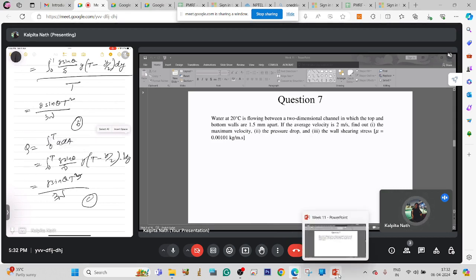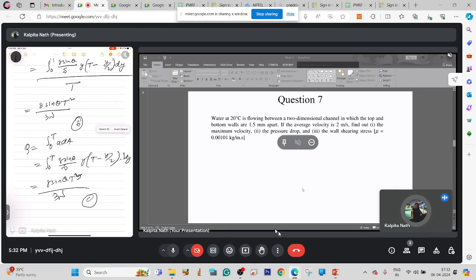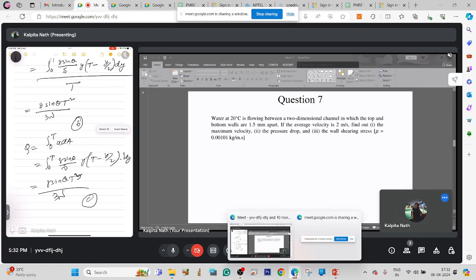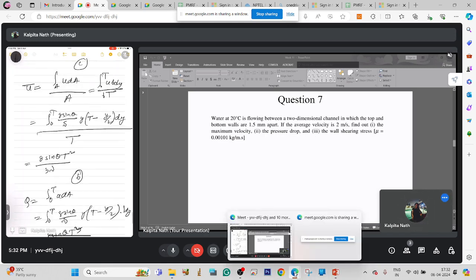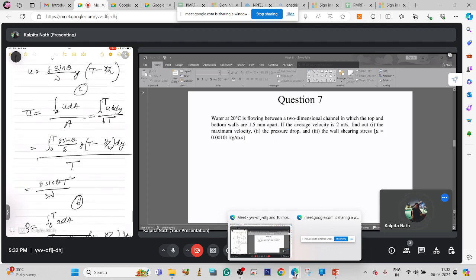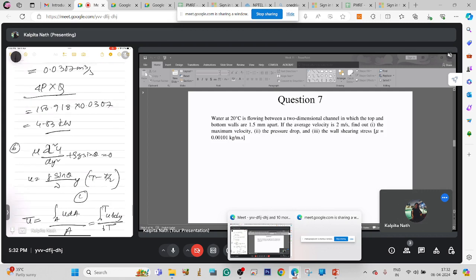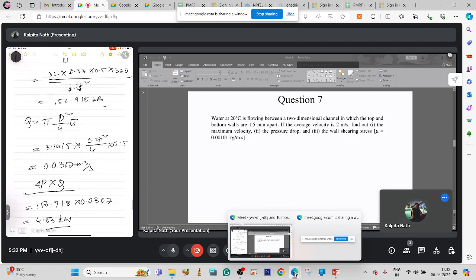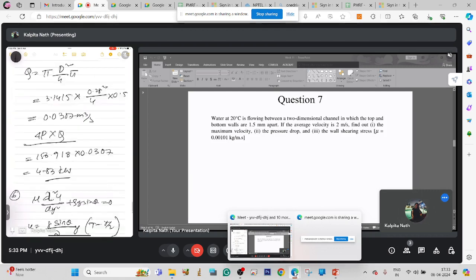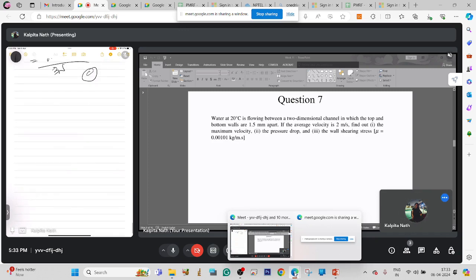I don't know whether you have seen the other solution, the previous solution. I think I have not shared this screen. Okay. So the previous solution is this one. See, what I've told, the same thing I'm showing here. Okay. So solve this one.